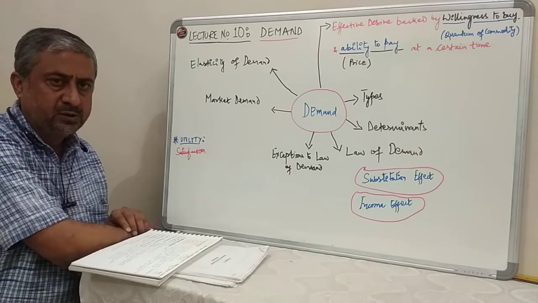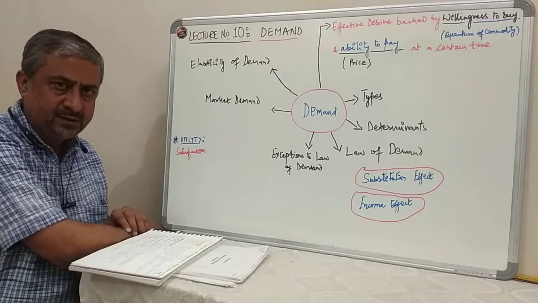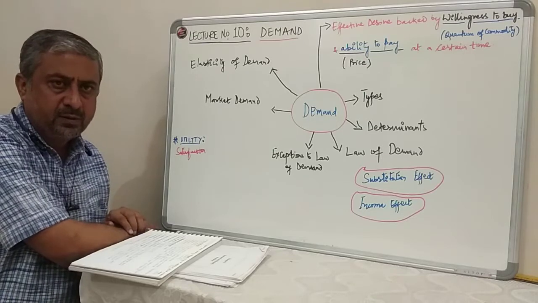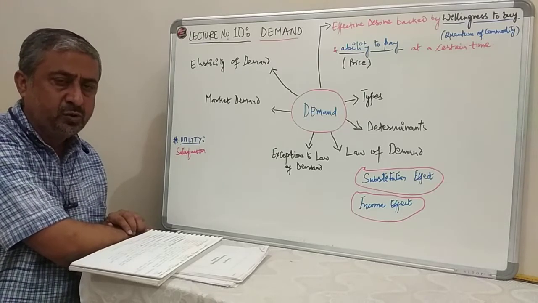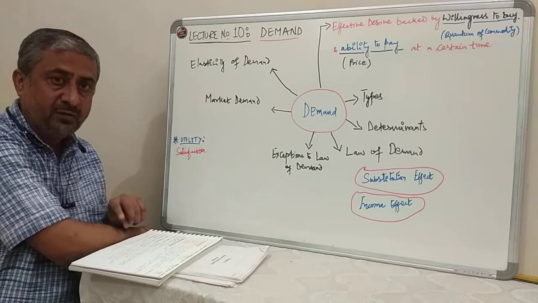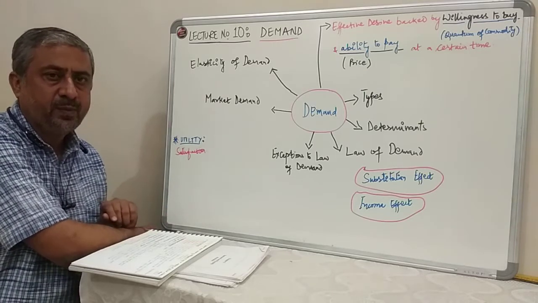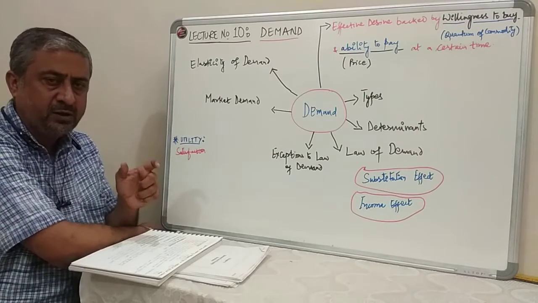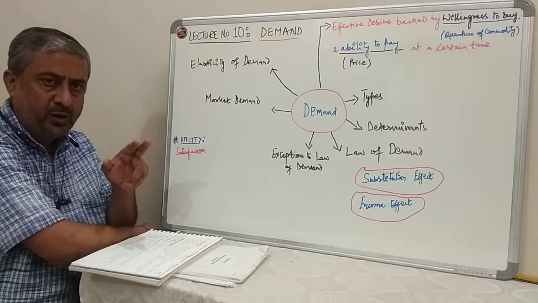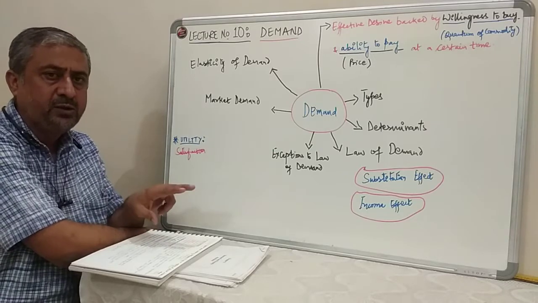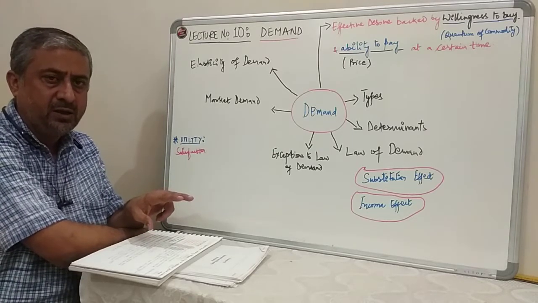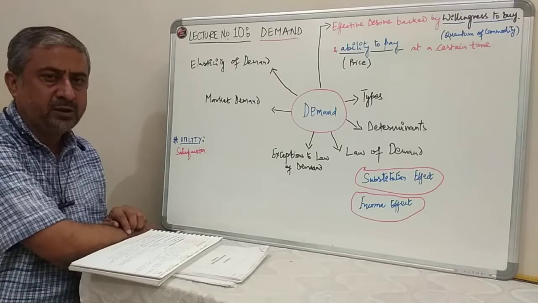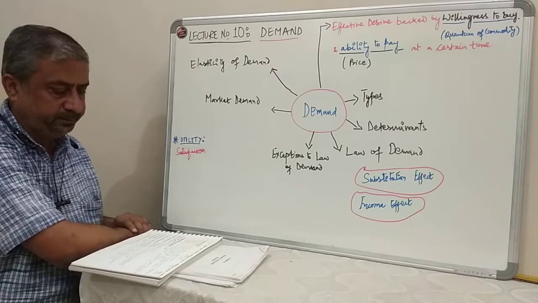Right? Say for example, Surf Excel sells at an agreeable price of X rupees. Right? That means customers are willing to buy and able to pay. A product should have a price which is going to satisfy these two parameters, wherein the customers are willing to buy and able to pay. Then we can say that a product has demand.